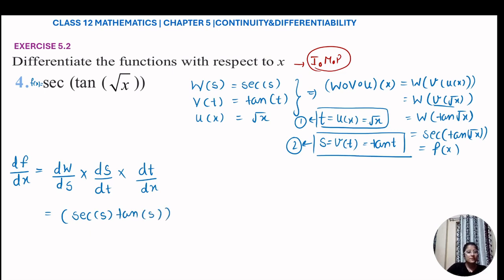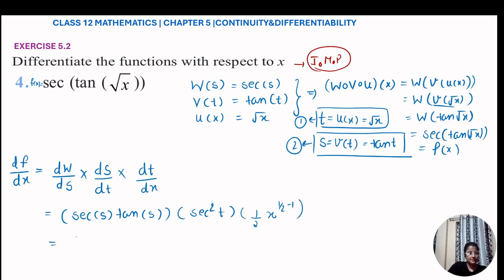Then now differentiating s with respect to t. Our s is nothing but tan t. So we know that the differentiation of tan is nothing but sec square. So this is sec square of t. Now differentiating t with respect to x. So our t is nothing but root x. So its differentiation, because for x raised to n, the differentiation is taking n out, that is half x raised to half minus 1, that is nothing but minus half.